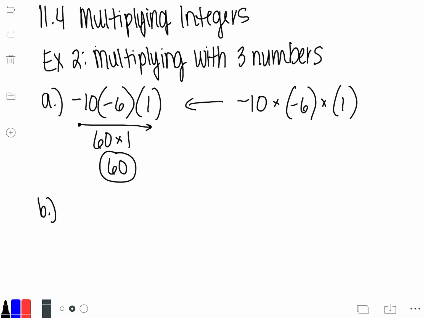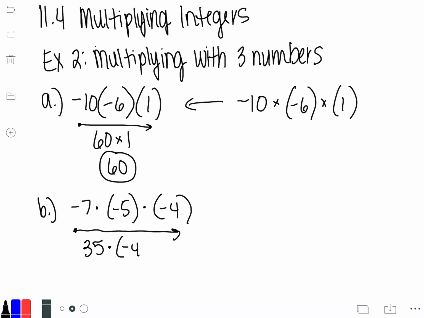So let's say you have negative 7 times negative 5 times negative 4. So this is another way to write multiplication. You could just have parentheses, you could have the little X's for times markings, or you can have the dots that indicate multiplication. Again, I suggest you work from left to right so you don't get confused, and just look at the first two numbers. So you have negative 7 times negative 5. Again, the signs are the same, so you end up with a positive answer when you multiply. So far you would have 35, because 7 times 5 is 35, times negative 4.